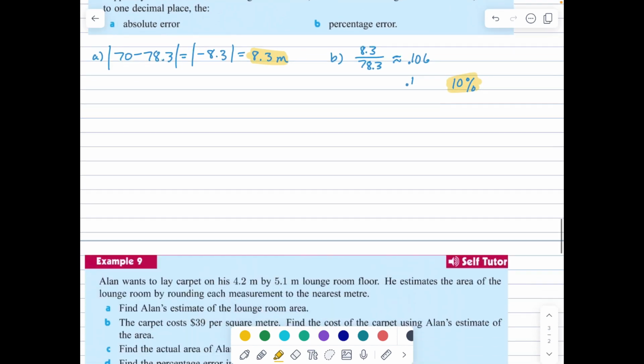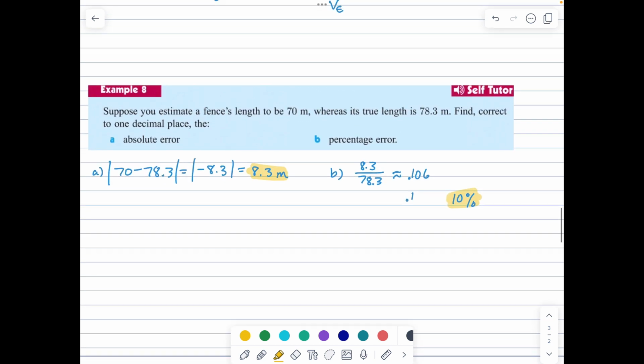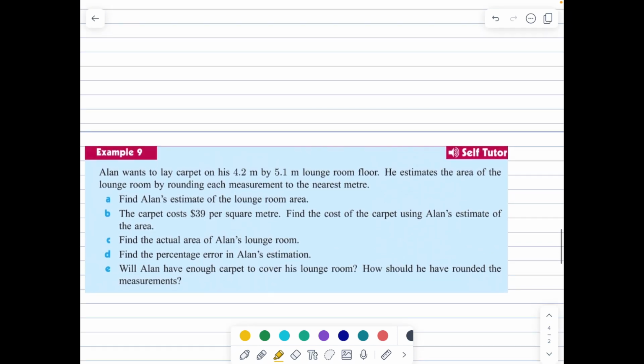All right, let's take a look at, oh, I guess I should, sorry, on that one, I'm realizing the one decimal place, if we're going to write this as a percent, then we'll just keep it like it is. We don't need to round anything off. That is 10.6%. And let's just take a second to see if that makes sense to us. 8.3 is indeed about 10% of 78.3. So our error was about a 10% error, 10.6% error.